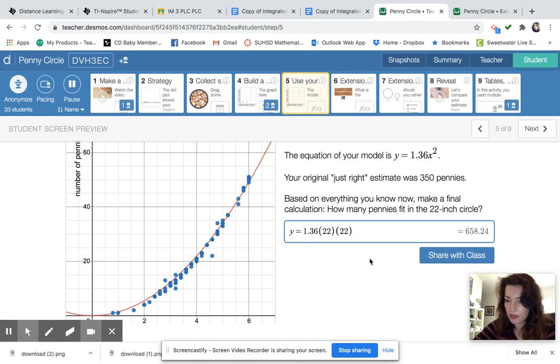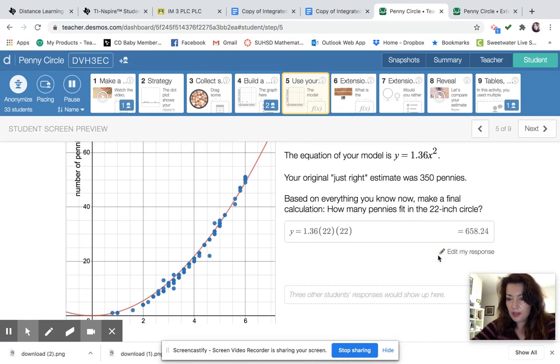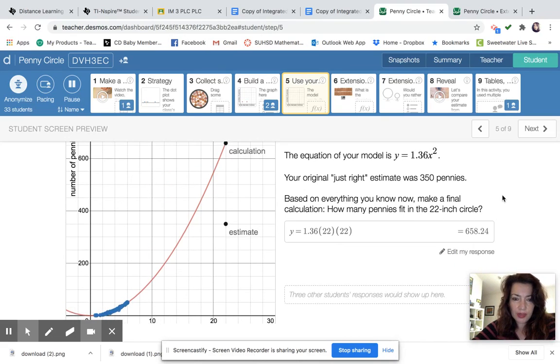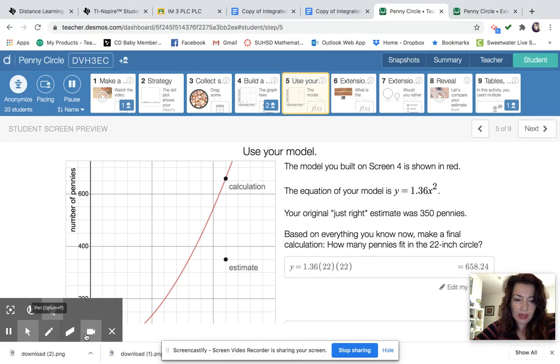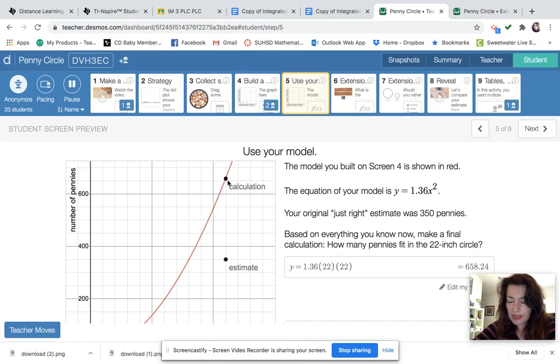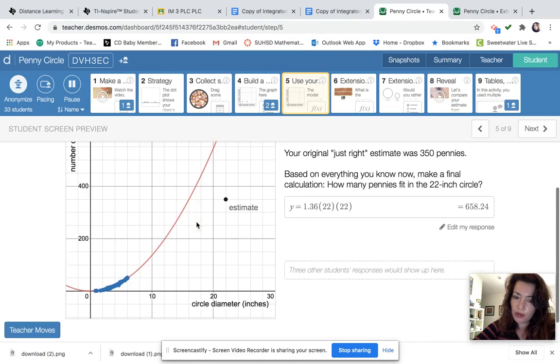So for 22, it would give me 658 pennies, 0.24. Now, obviously, there is no 0.24, so this is an estimate. All right, and here we go. It does make sense. If you can see right here, it does make sense that my calculation, where I used the calculator to enter the X value, will fit on my curve. Now my estimate is right here. It shows me how far off I was.